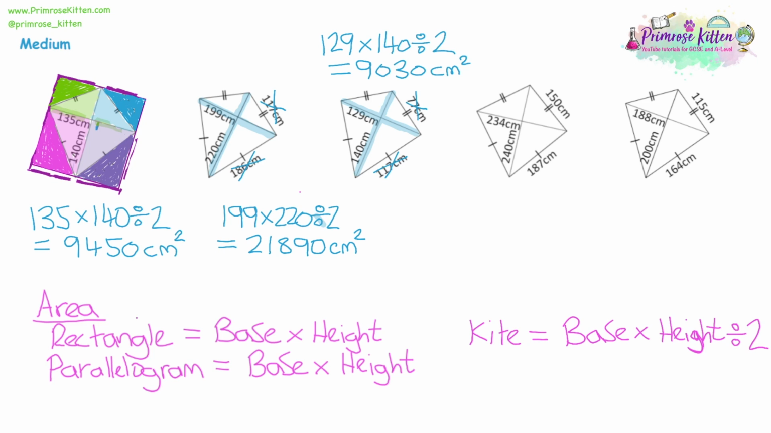Looking at question 4. So our two measurements at right angles are the 240 and the 234. The measurements we're not using are the 150 and the 187. So we're going to multiply together the numbers, 234 multiplied by 240, and given it's a kite, we need to divide by 2 as well.